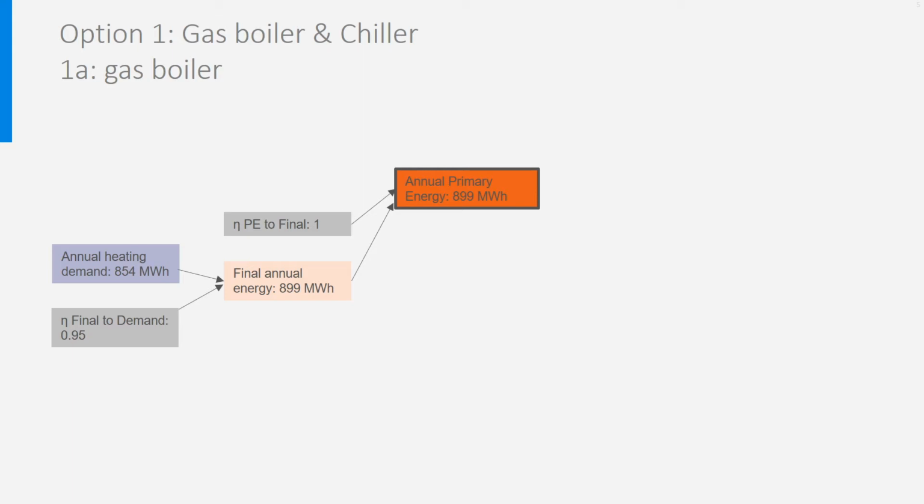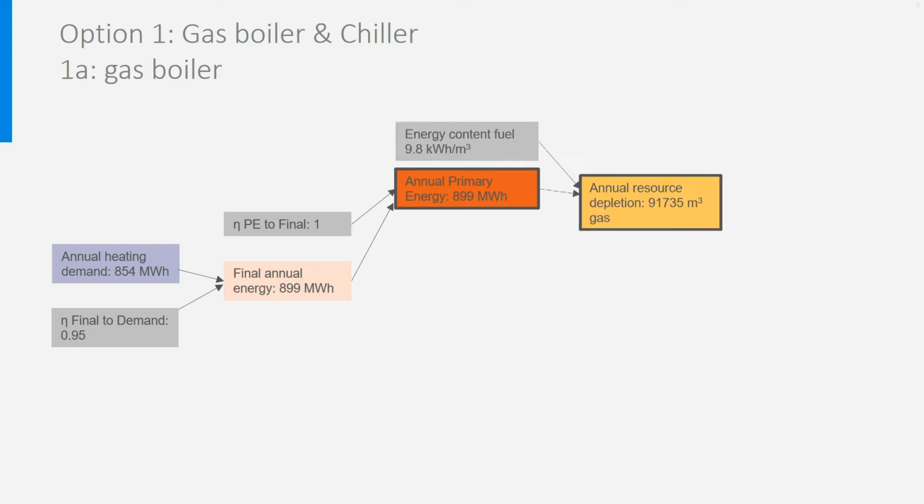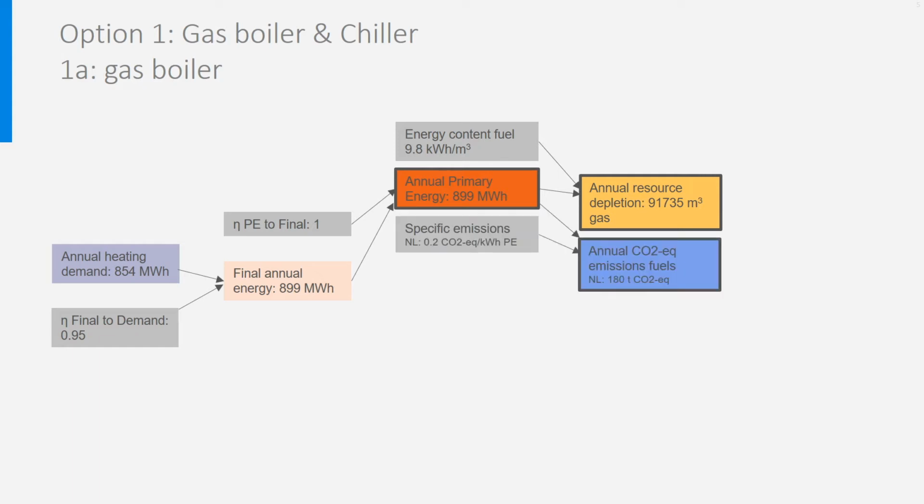Let's now consider the energy content of gas. According to an earlier lecture, it should be 9.8 kilowatt-hour per cubic meter. The resource depletion is therefore 91,735 cubic meter. Let's look now at the CO2 emissions. We saw in a former lecture that the Dutch government considers the emissions to be 0.2 kg CO2 equivalent per kilowatt-hour primary energy, which leads us to 180 ton CO2.